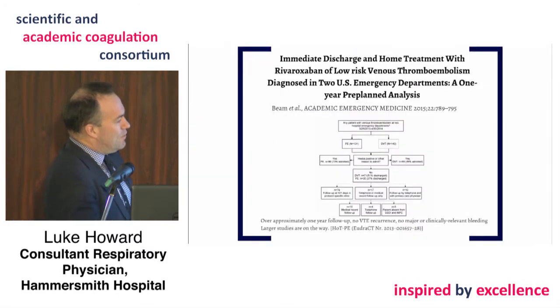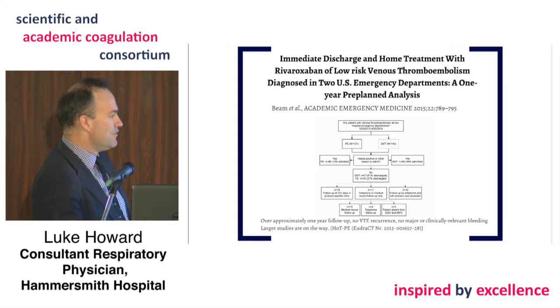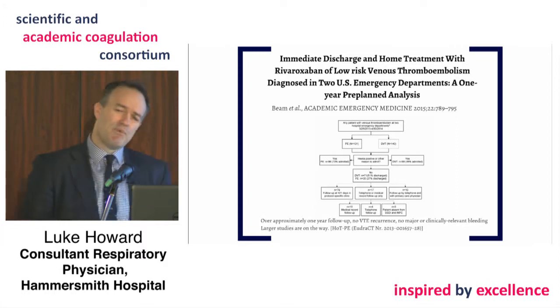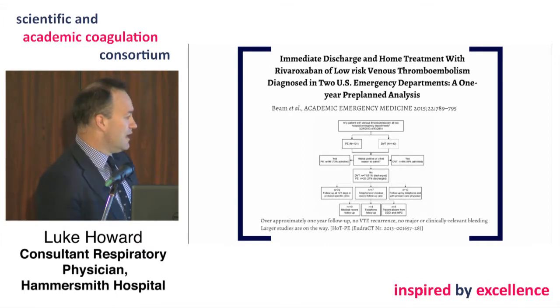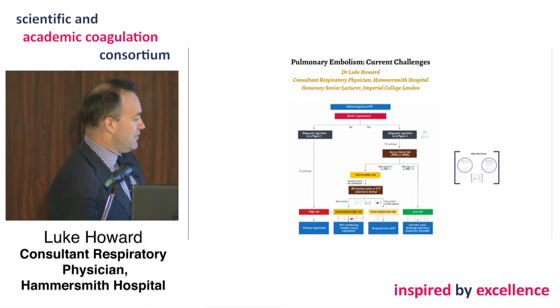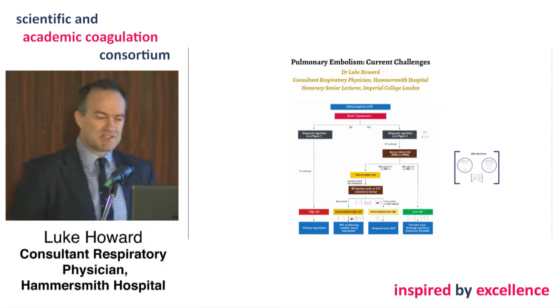But this study looked at a small group of patients and said, right, if we take people with PE, 131 patients with PE, we use the Hestia criteria. If they're negative, we can send them home. And they sent home 35 patients directly with rivaroxaban, and they found after 1 year no VTE recurrence and no major or clinically relevant bleeding. Now, much bigger studies are ongoing to look into that. But I think it seems like a fairly sensible approach.